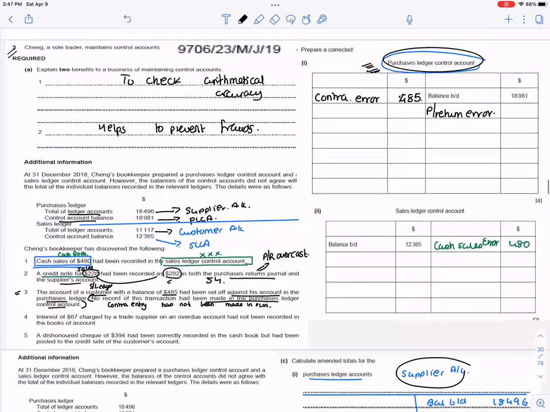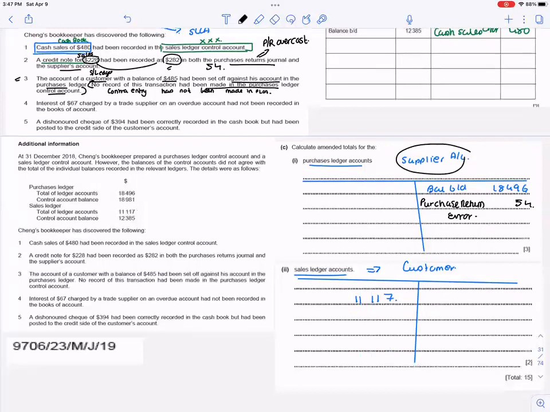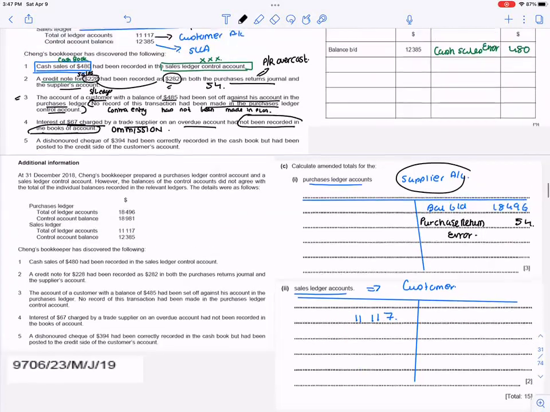Is this done? Next one. Interest of $67 charged by a trade supplier on an overdue account had not been recorded in the books of account. What does this mean? Omission. Omission recorded at both the places.